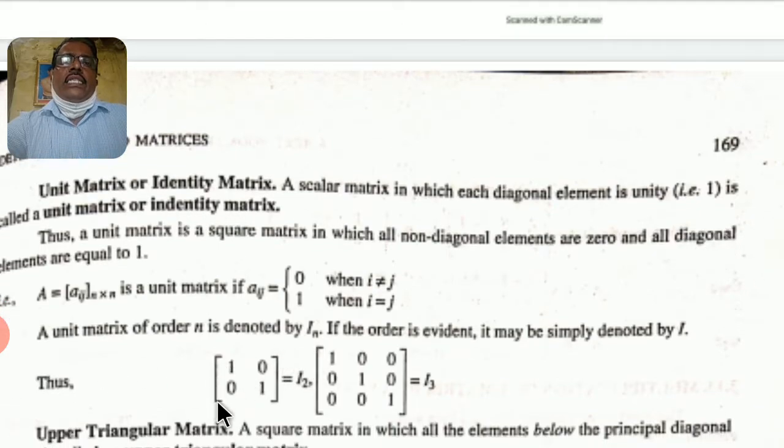For example, in this example, now see here the diagonal elements are equal to 1, right? The diagonal elements are equal to 1 and all others are 0. So it is a unit matrix of 2 cross 2. Similarly here, the elements in the diagonal are equal to 1 and all other elements are 0. So therefore it is known as a unit matrix of order 3 cross 3.